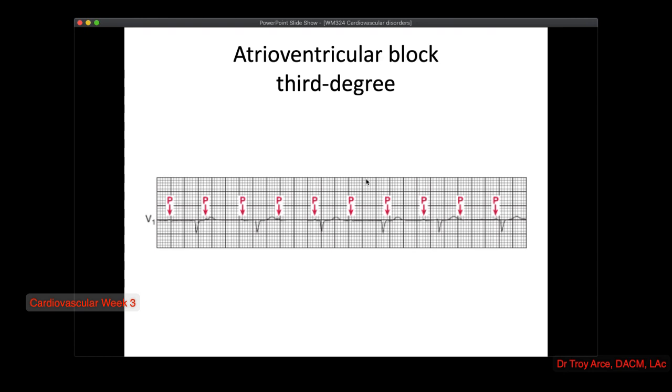Here's what a third degree block looks like. And we'll watch a video later on all these disorders so you have a better understanding of what they look like on an ECG.